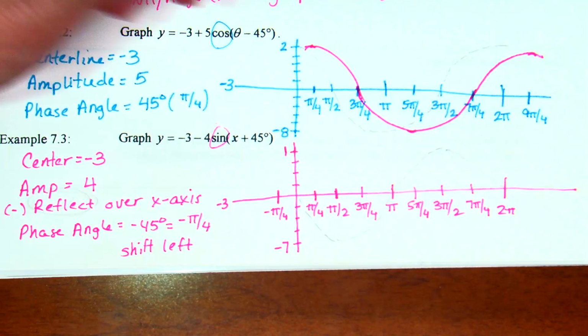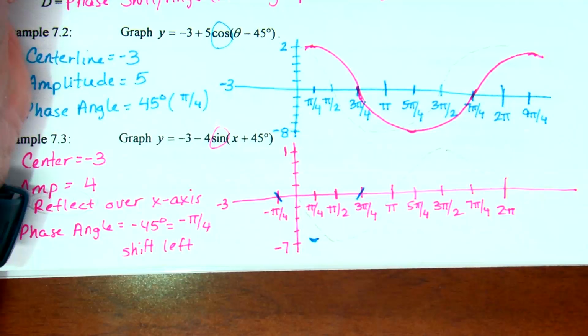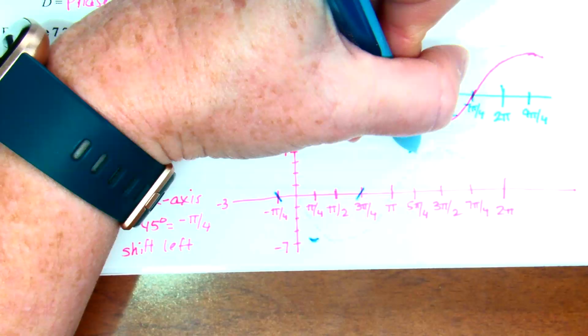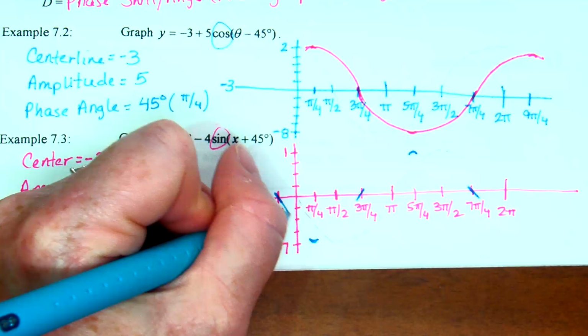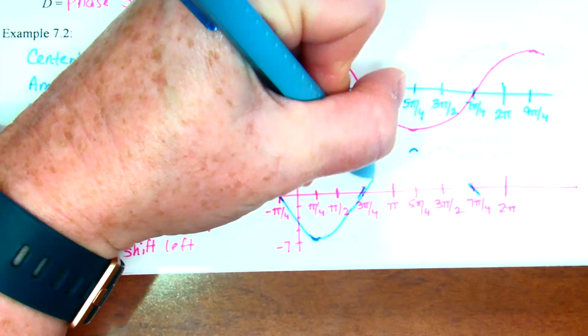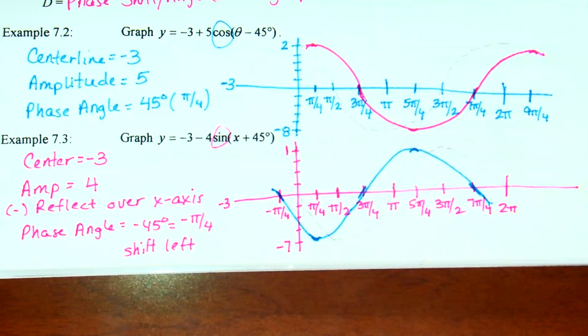So, start at -pi/4. This time, instead of my minimum being under pi/2, my minimum is going to be under pi/4. Cross at 3 pi/4. Max above 5 pi/4. Cross at 7 pi/4. I don't know why I feel like that one's lopsided or something, but okay.